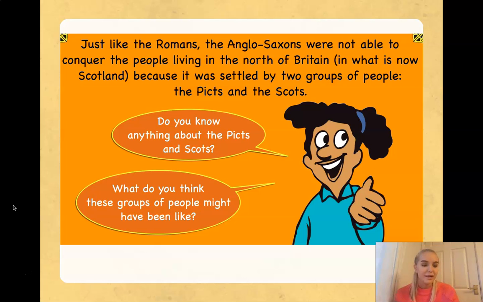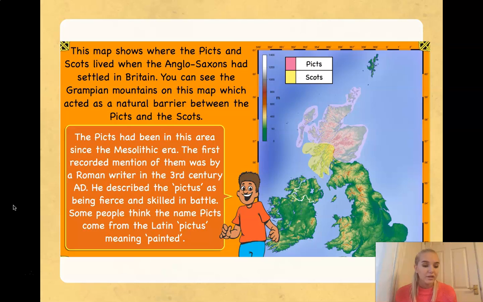Okay, so we're going to learn a little bit more about the Picts and the Scots today. Mostly it's going to be over to you to be researchers today and conduct your own research, but we're going to have a little bit of a look more about who they were and where they lived. So this map here on the right hand side of the screen shows where the Picts and the Scots lived when Anglo-Saxons settled in Britain.